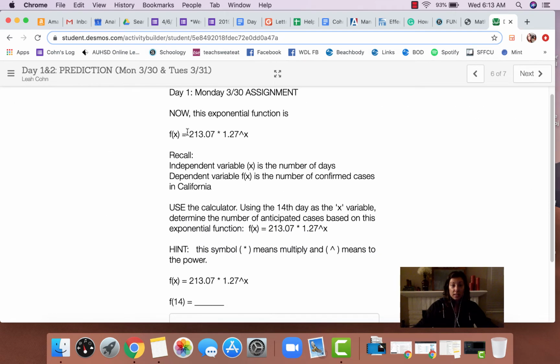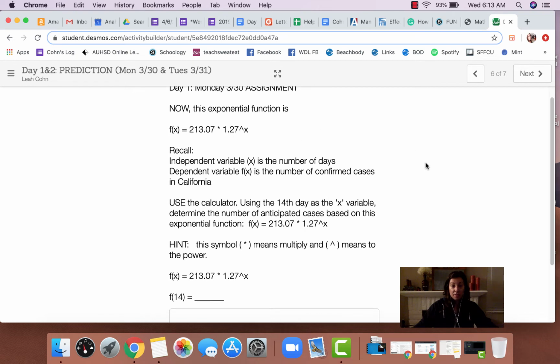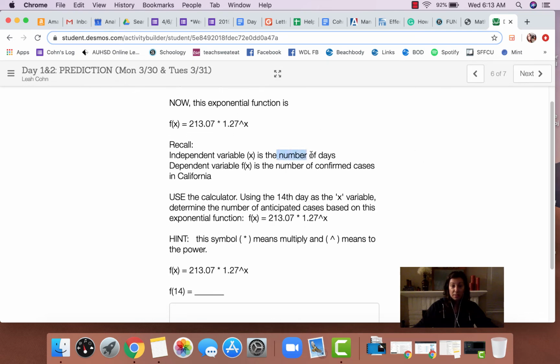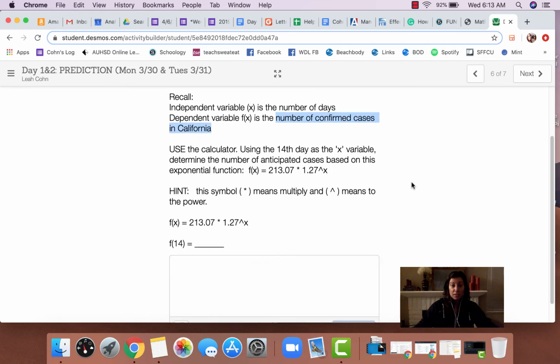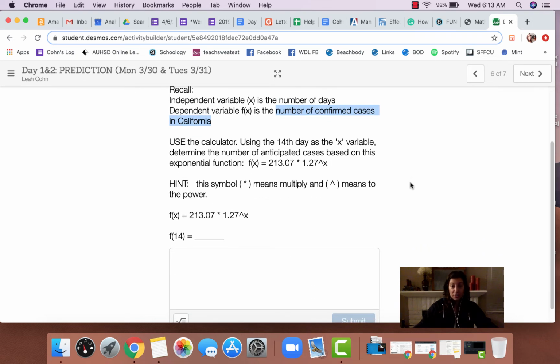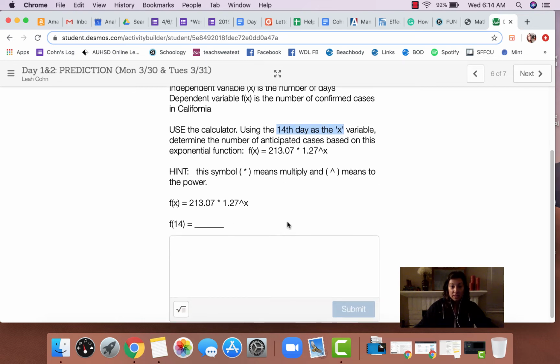So it says this is the function that we got when we graphed. Independent was the number of days, dependent was the number of cases. We need to use a calculator. You can open one on your screen in Google. Using the 14th day as the X variable, we need to determine the number of anticipated cases based on this function. So we're going to use 14 as X, the day. We need to type it into a calculator and see what happens.